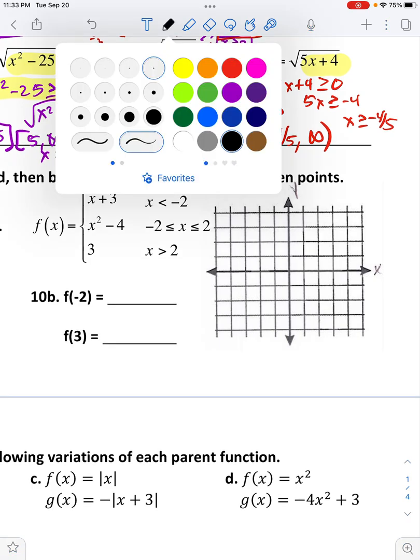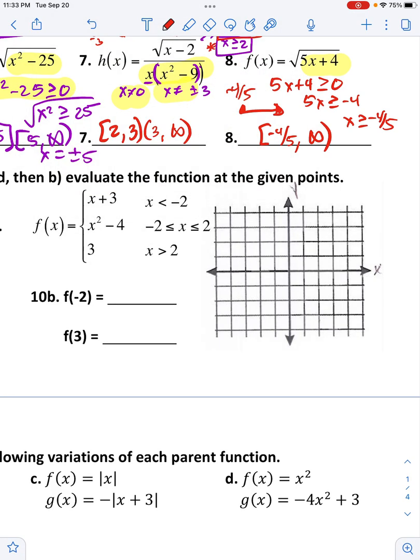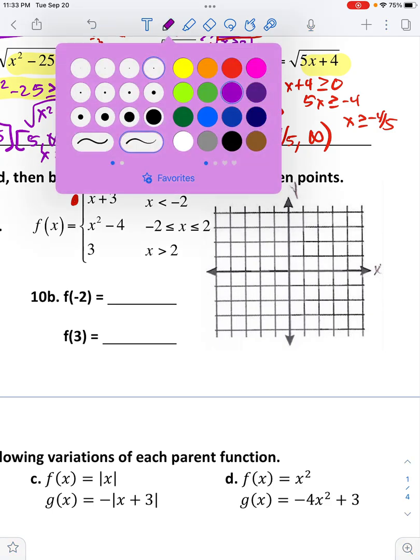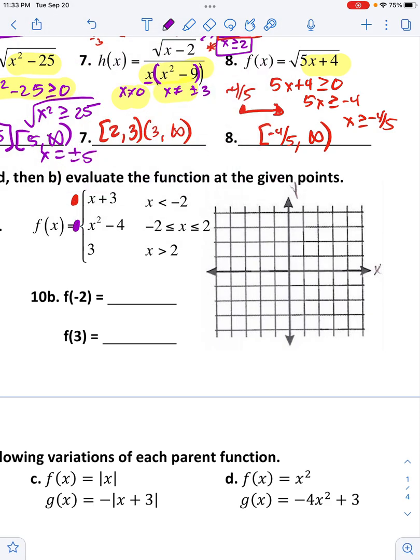All right, let's do this one and then call it a night for me. I'm going to do this part in red. I'm going to do this part in purple, and I'm going to do the bottom part in blue. I'm going to pay attention to my categories. I have 3 rules, 3 parts, 3 pieces, 3 categories, whatever you want to think of them as.